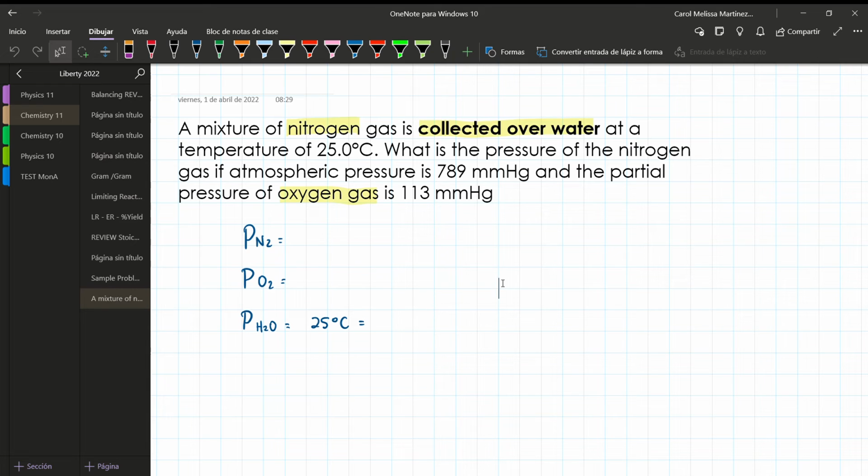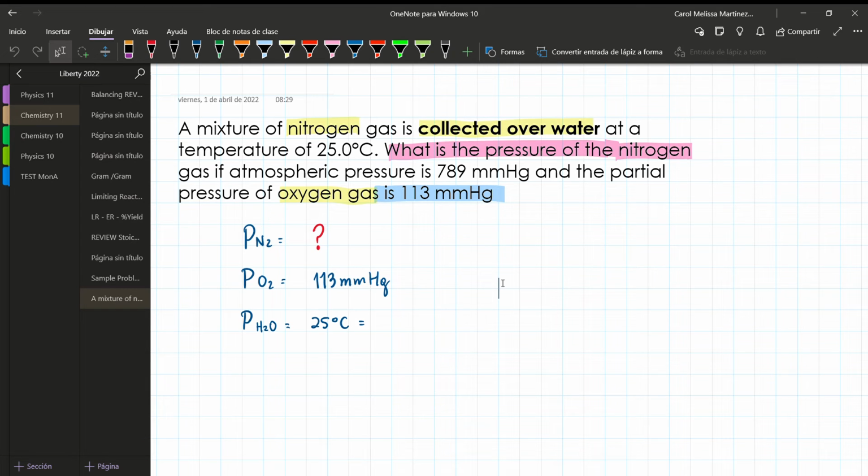Now, what is the pressure of nitrogen? It doesn't say, right? It says what is the pressure of nitrogen gas. That is exactly what I need to find. Okay, I need to find nitrogen, so this one is going to be my unknown. The pressure of oxygen is given as 113 millimeters of mercury.